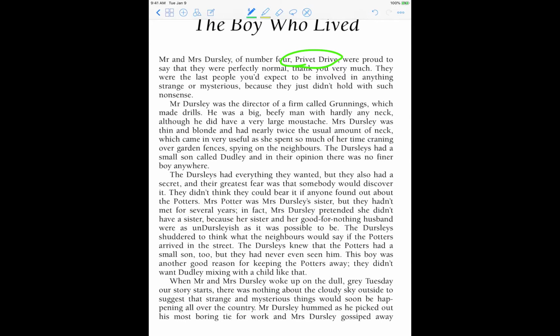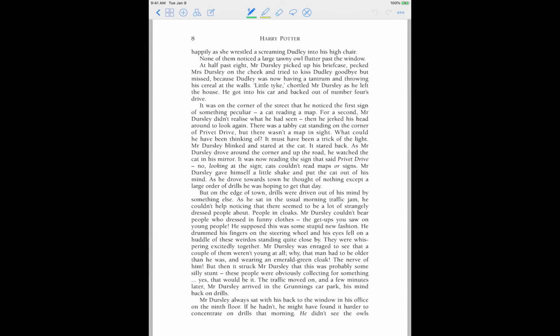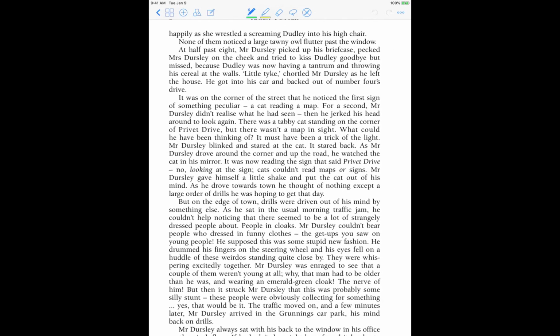So we know that they live on a street with neighbors, and that it was a gray Tuesday is when our story starts. Remember, setting is not just place, but it's time and place.